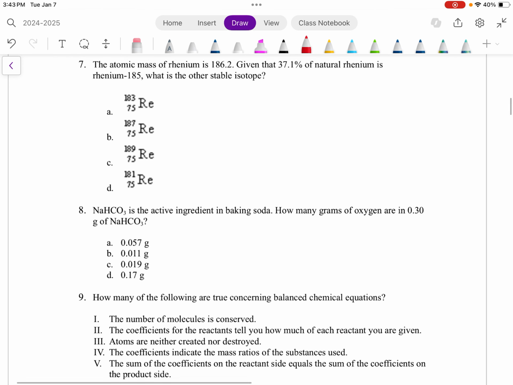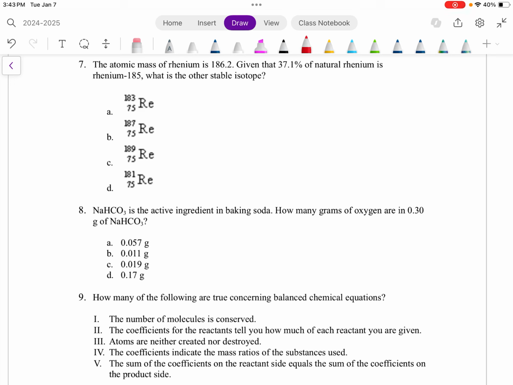Okay. The atomic mass of rhenium is 186.2. If 31% of it is 185, what is the other stable isotope? Well, clearly it has to be greater than 186, right? And so those are your options there.